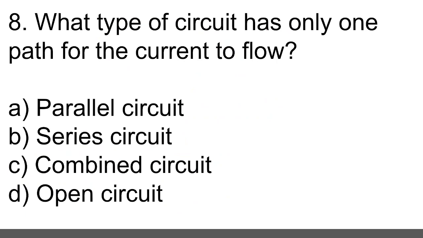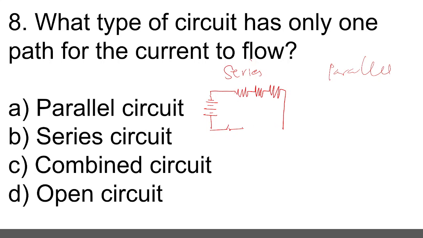What type of circuit has only one path for the current to flow? Only one path. It is either series or parallel; there are only two. We have series and we have parallel. Now, for a complete circuit, let's draw. We have here the battery, the switch, and the loads. So, this is a series circuit. Now, let us draw a parallel.